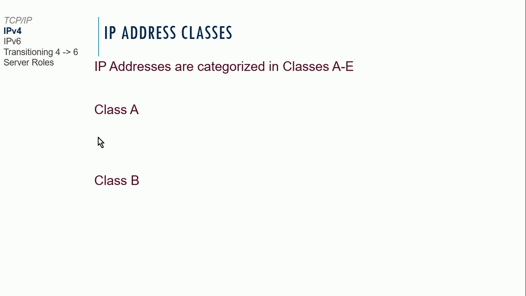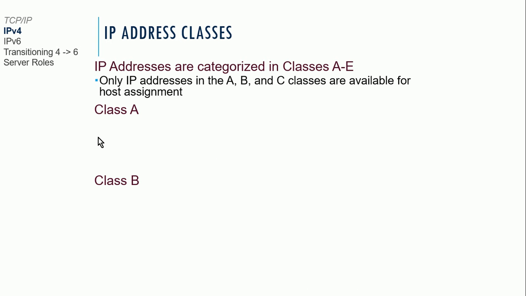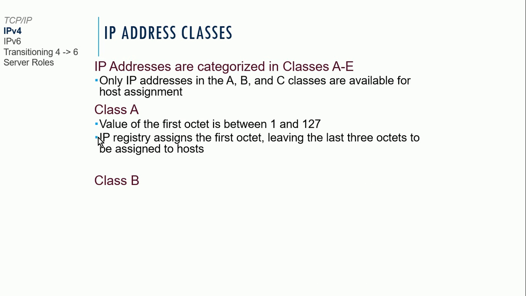And in those courses, what you should have learned is that there are different classes of IP addresses, starting with a Class A address, which starts with the first octet being between 1 and 127. In this case, the IP registry assigns the first octet, meaning that if you request a Class A address, only the first octet is given to you, and the last 3 octets are assigned by you. So you have complete control over the last 3 octets. These types of addresses are intended for very large organizations that need millions and millions of IP addresses. You have a very large address space with a Class A address.